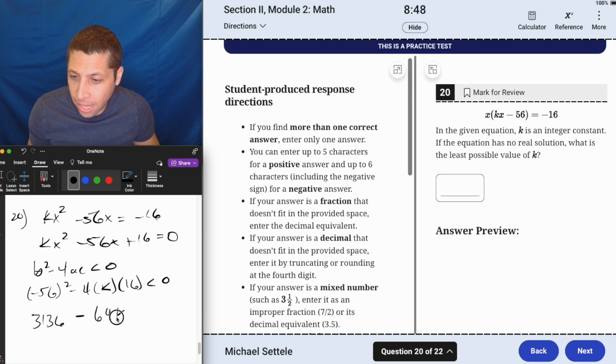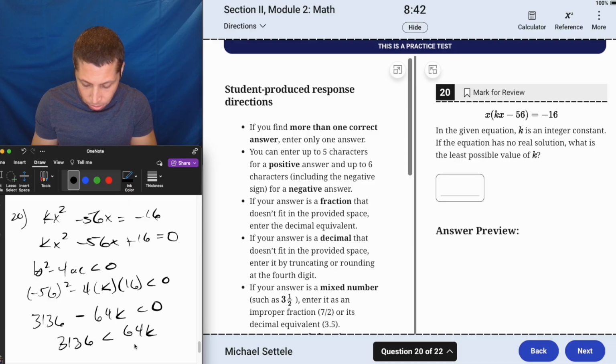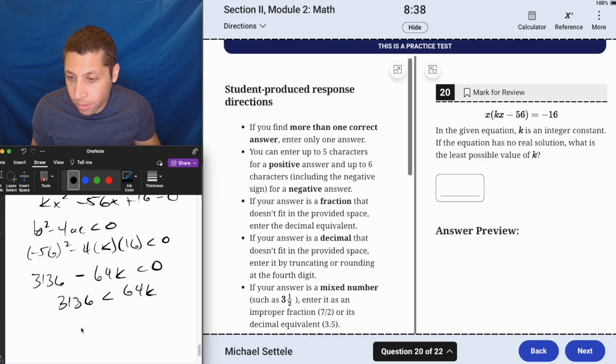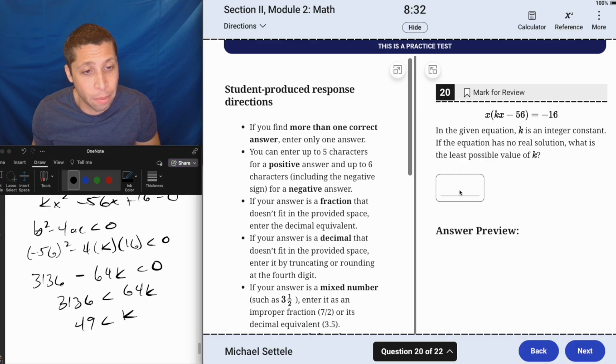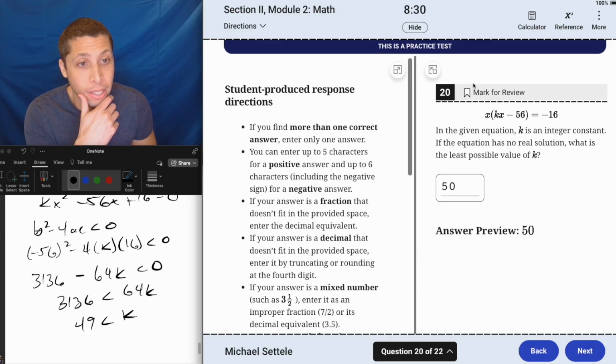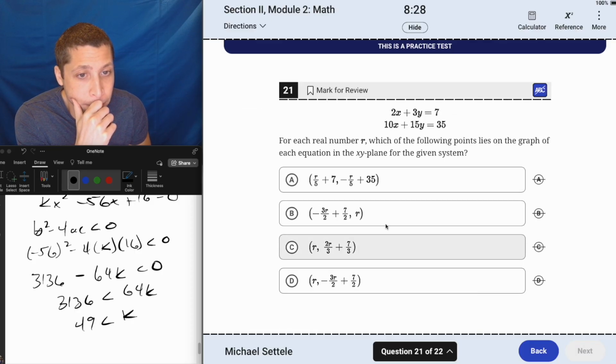64k is less than 0. So 3136 is less than 64k. 3136 divided by 64 is 49. So 49 is less, or k is greater than 49. What is the least possible value? It's got to be 50. And I bet I can check that in Desmos too if I've got time.